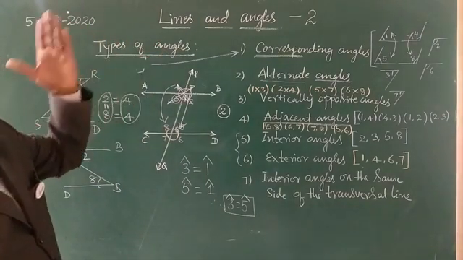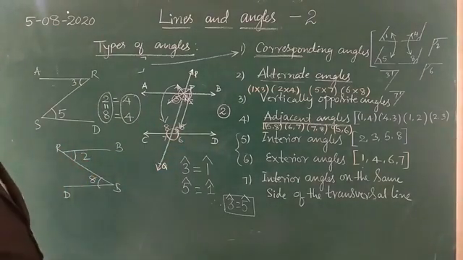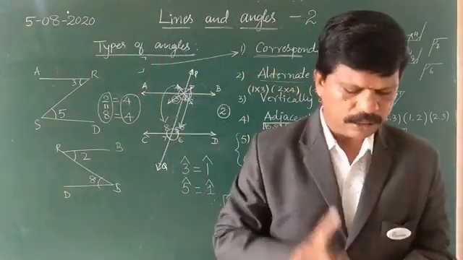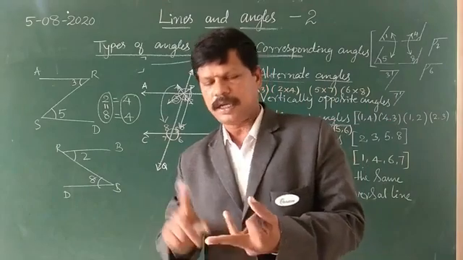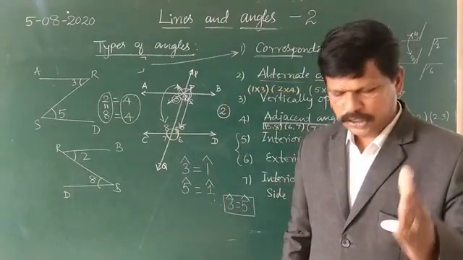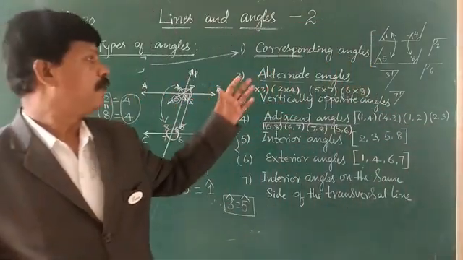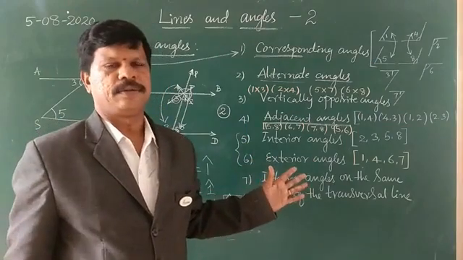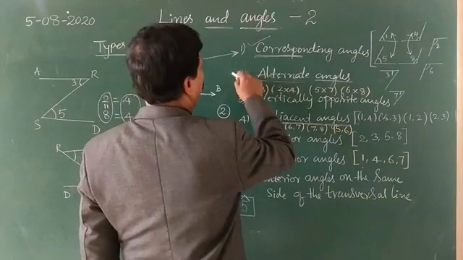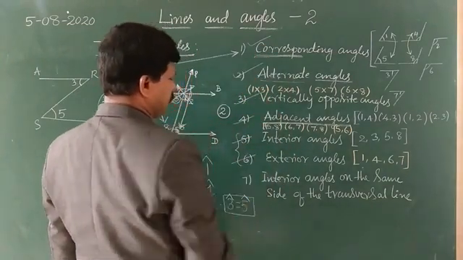Therefore, alternate angles are always equal. Clear? Here, corresponding angles are equal. Alternate angles are equal. Vertically opposite angles are equal. Know these things very well because while solving the problems, we are making use of all these things. So, this is the basic. So, corresponding angles over, alternate angles, vertically opposite, adjacent, interior, exterior.